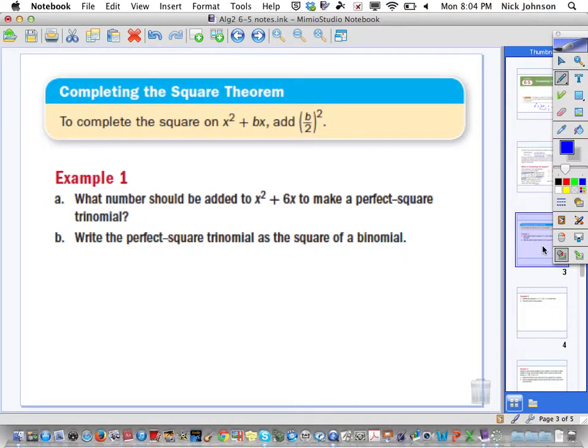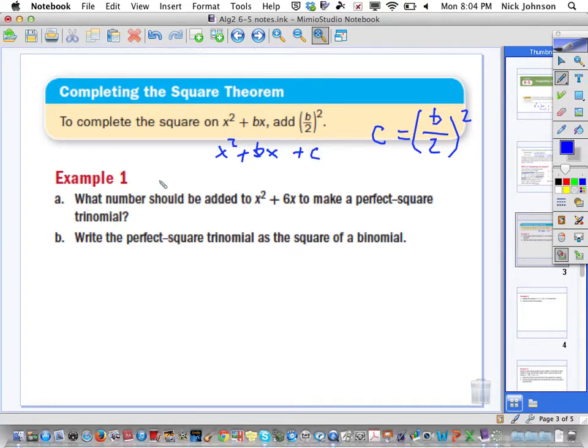To complete the square, it's actually a very easy process. To complete the square on x squared plus bx, all you have to do is add: you take the number that b is, divide it by 2, and then square it. Where I come from, we normally call this x squared plus bx plus c. And so to find c, all you have to do is take b divided by 2 and square it. And that gives you your third term.